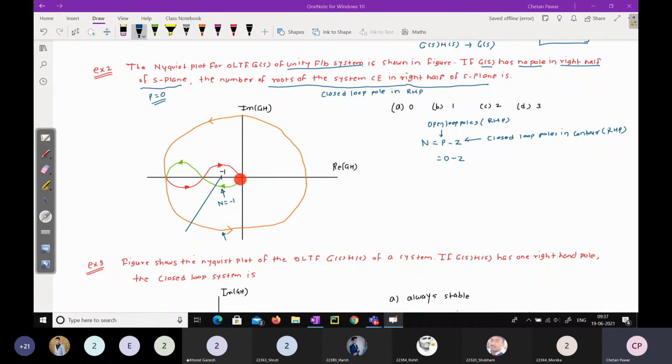So this particular clockwise encirclement will give N is equal to -1, and this anti-clockwise encirclement will give N is equal to 1. If you add these two quantities, total N will be 0. So what will be the value of Z? 0, right? So how many roots of the characteristic equation are in the right half of the S-plane, or closed loop poles in the RHP? What is the correct option here out of these 4?